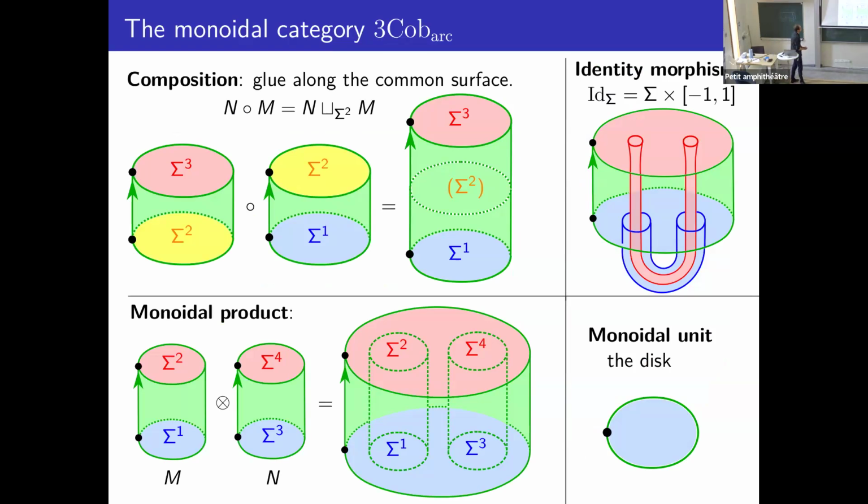The monoidal product is a bit harder to see. For the monoidal product, first you have two surfaces. Surfaces, you can put them in a bigger disk, right? You can just take a disk.